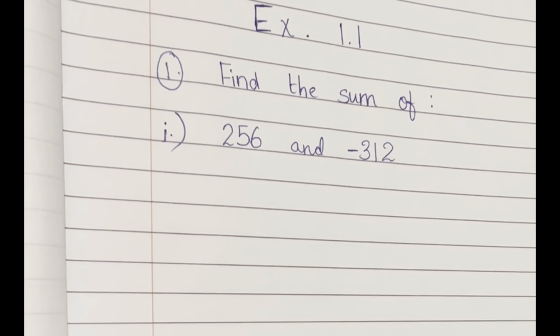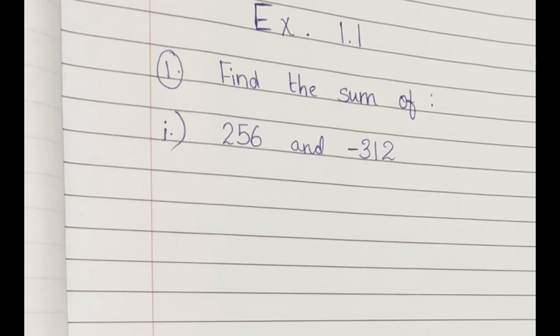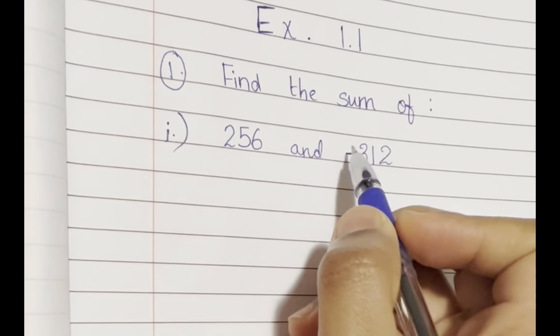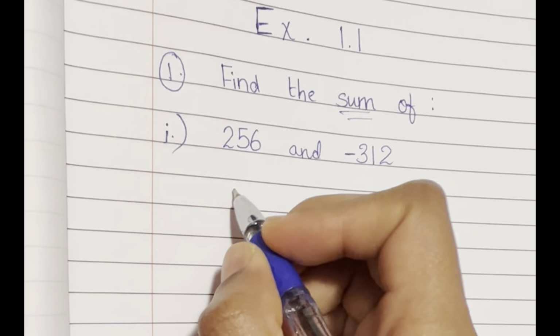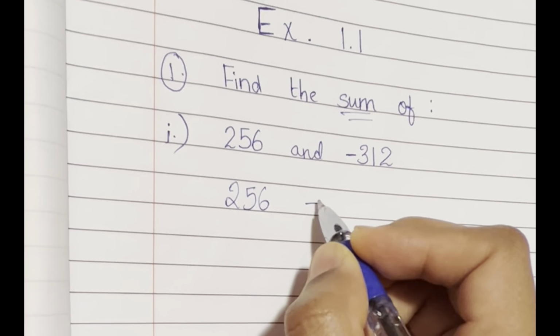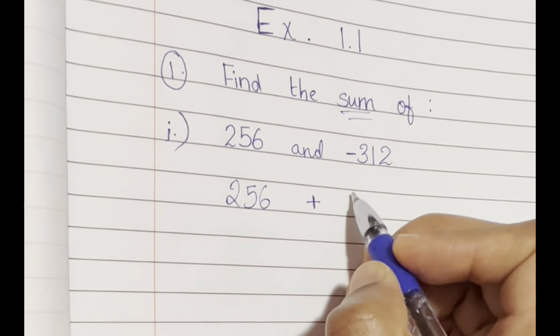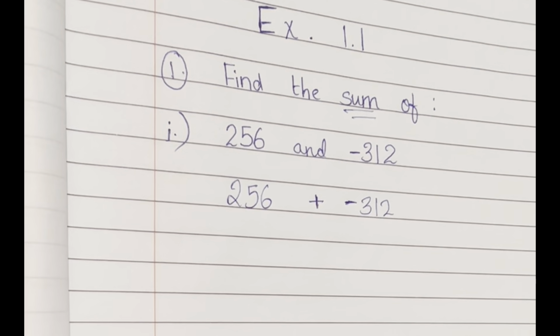Let's start off with exercise 1.1. The first question is: find the sum of 256 and minus 312. So the operation is find the sum of. We'll write 256, and instead of "and" it is plus, and "and" is plus. Now minus 312 as such.